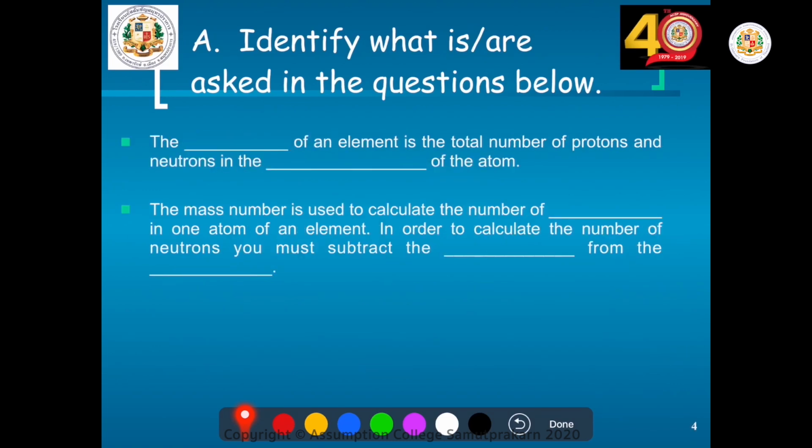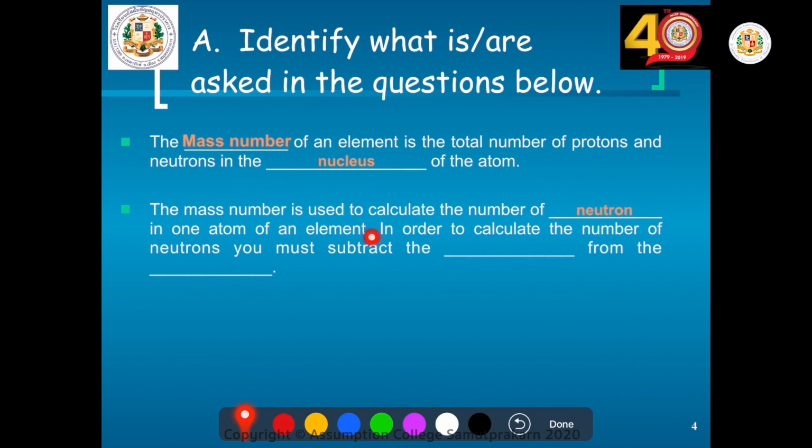Next, the mass number of an element is the total number of protons and neutrons. Very good. And these are in the nucleus of the atom. Now, the mass number is used to calculate the number of what subatomic particle? Very good. It's the neutron.